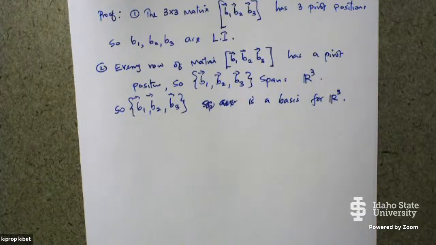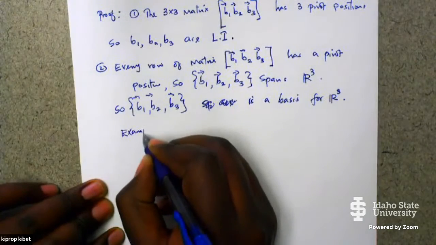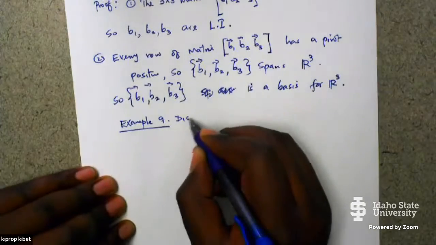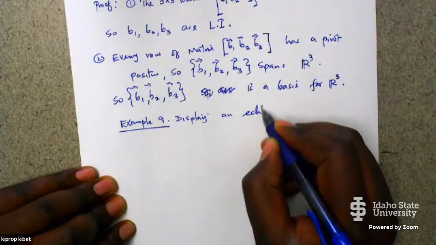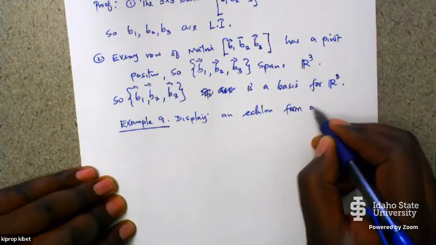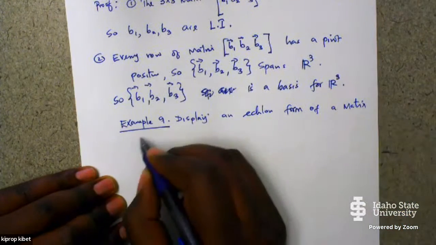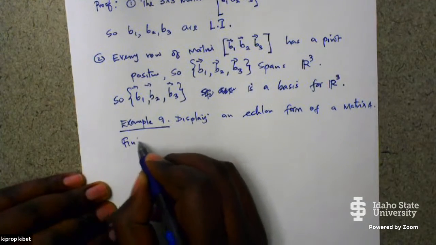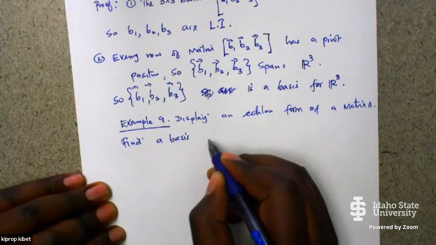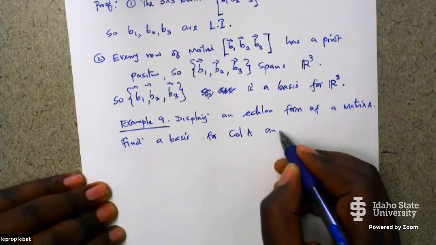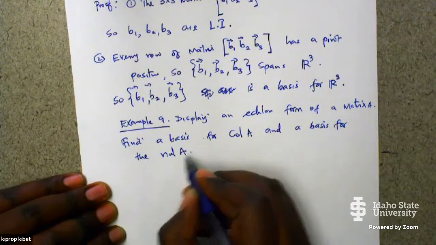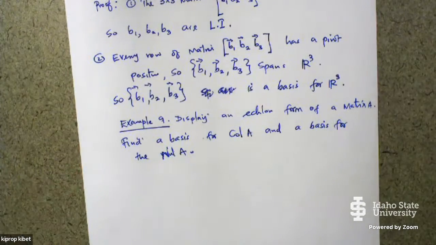Okay, example number 9. Displayed is an echelon form of a matrix A. Now find a basis for the column space of A and a basis for the null space of A.